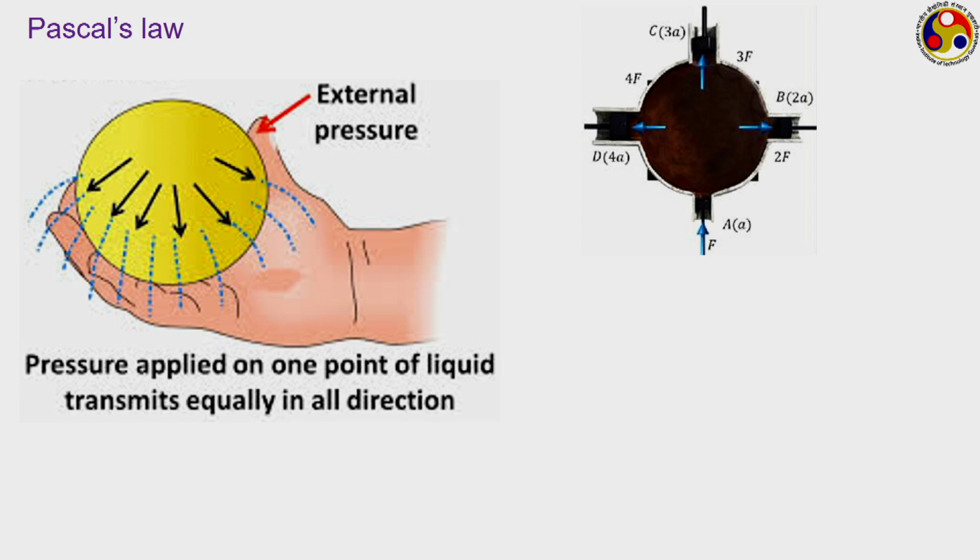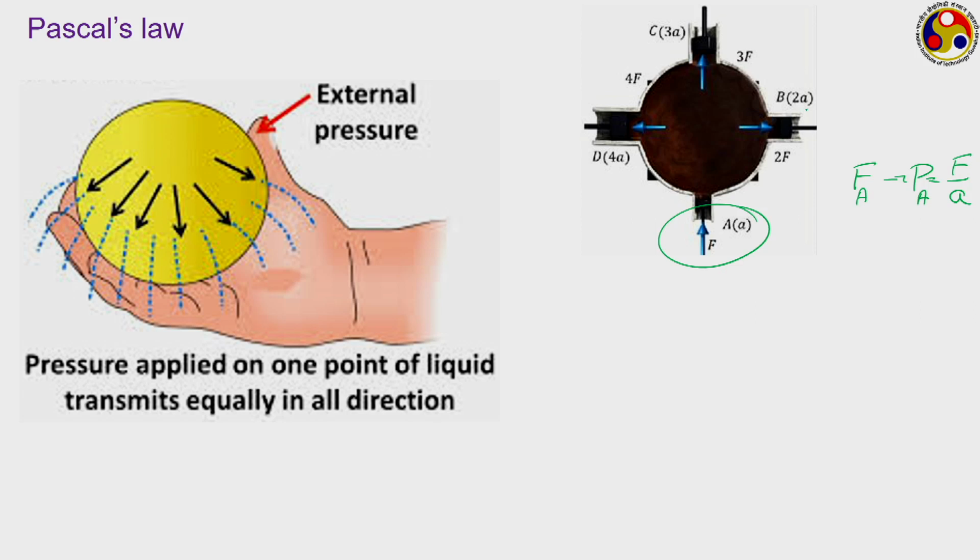Then the force that is acting at this particular surface, if that force is F, then the corresponding pressure will be the force divided by the area small a. This is the pressure which is acting at point A, or the force you are putting at point A.